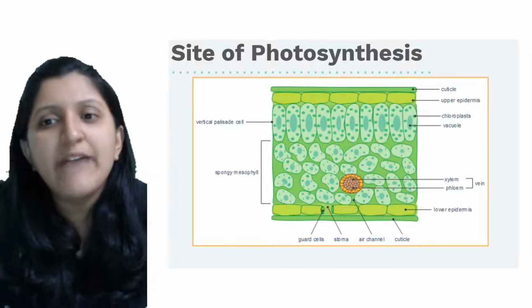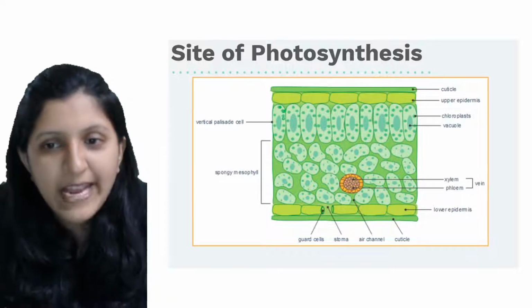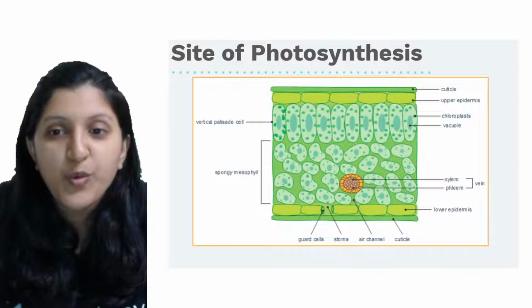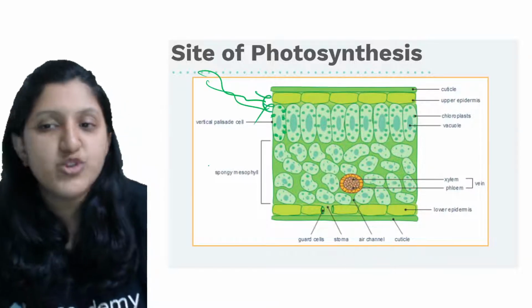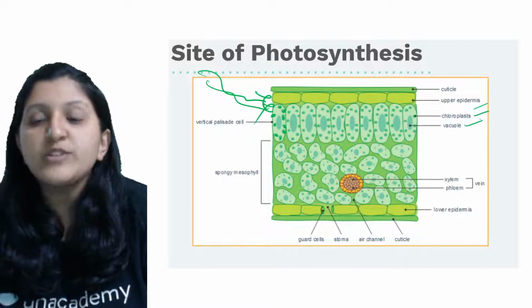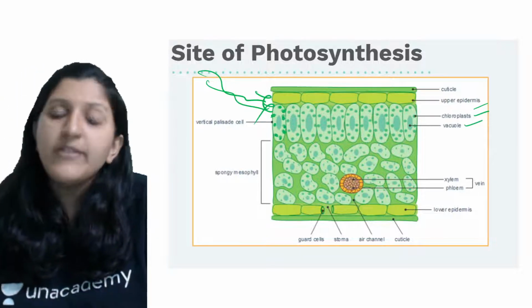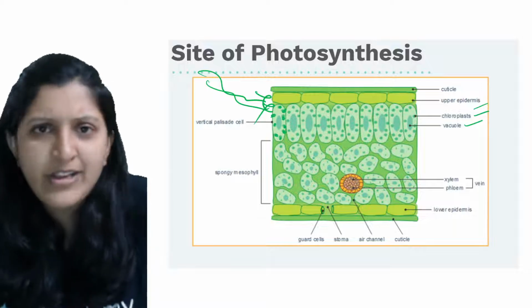parenchymatous cells which are having about 50 to 60 chloroplasts. So you can just make a count here. Anyway, this is not 50 to 60, but yes, 50 to 60 chloroplasts can be there, and they are the ones which are capturing the sunlight there. So cuticle, upper epidermis, chloroplast, vacuole is present as usual, like all the plant cells are having. The vacuole, the chloroplast, the cell wall, the nucleus, and everything will remain the same.